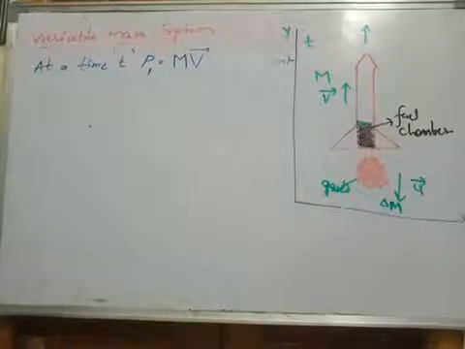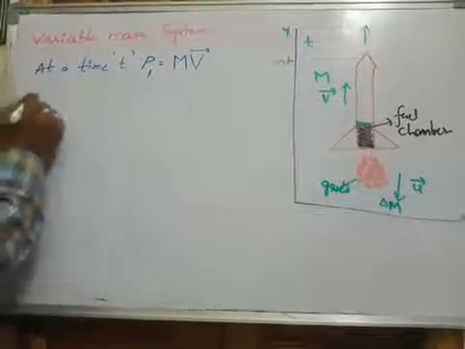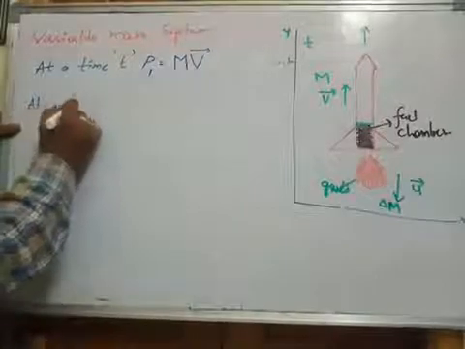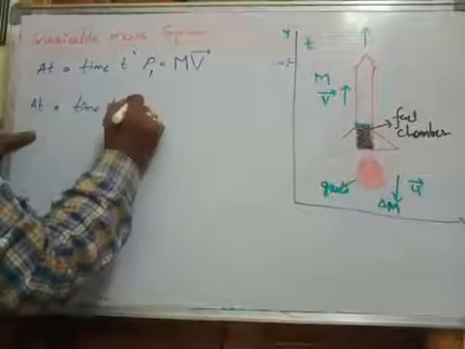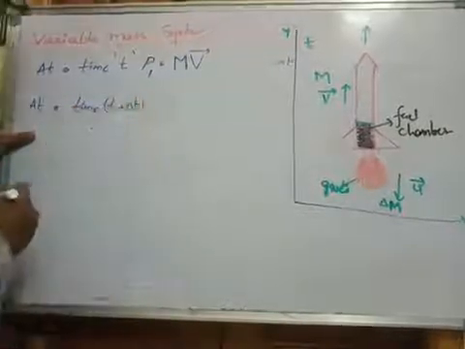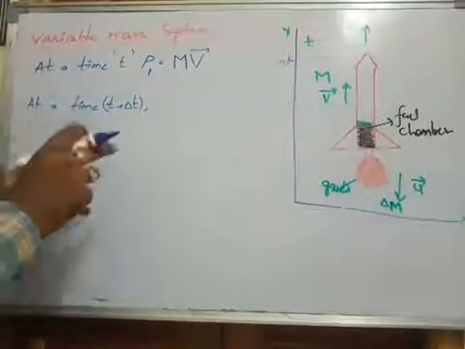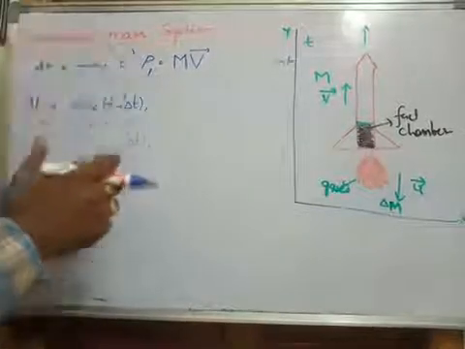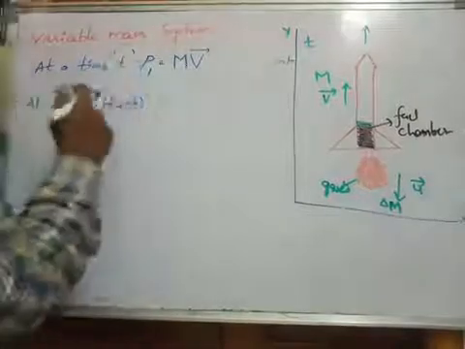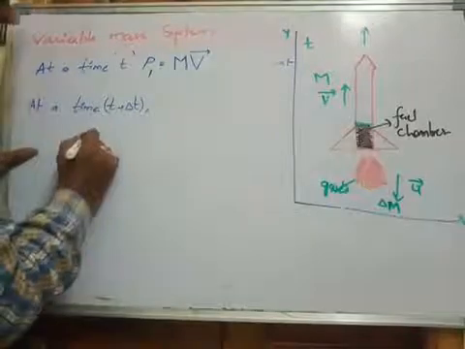Now, after a certain time, let us assume at a time t plus delta t, we consider the total momentum of the system. In the meantime, the fuel burns and some gases are escaping from the nozzle. So at time t plus delta t, the total momentum of the system can be taken as P2.